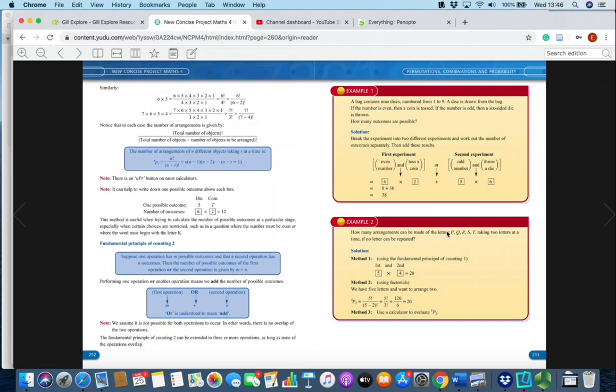Okay, you can use the formula here, which is 5 factorial over 5 minus 2 factorial, 5 being the total number of letters that I had, 2 being how many I was taking at a time. So it's 5 factorial over 3 factorial, which again gives you 20. Or the third method, on your calculator you're doing 5 P2 and you should again get 20.